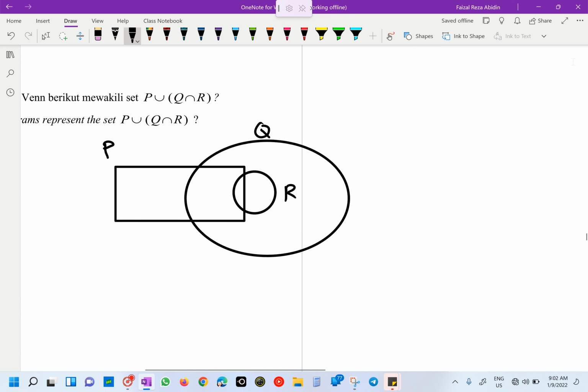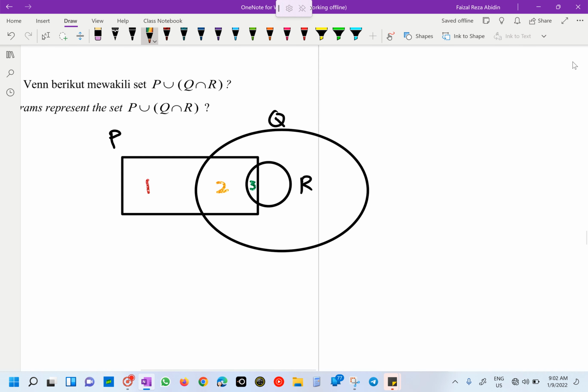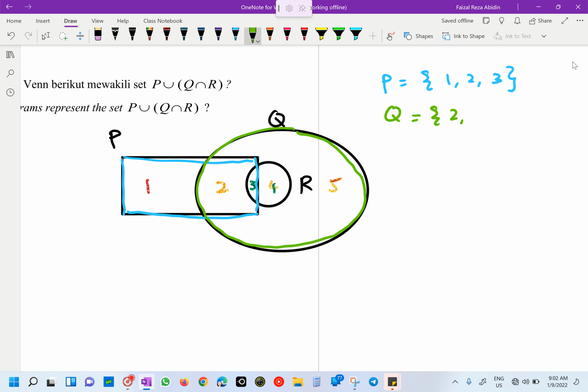Okay, so first thing first, I'm going to have numbering. 1, 2, 3 inside here. 3 ada kat situ eh? Ah, betul. 3, 4, and also 5. Ada lagi nombor lain? Tak ada. So, what I'm going to do here. Ni cara saya eh. P here, I'm going to get 1, 2, 3. Then Q, I'm going to have 2, 3, 4, 5, and R is going to be 3, 4.